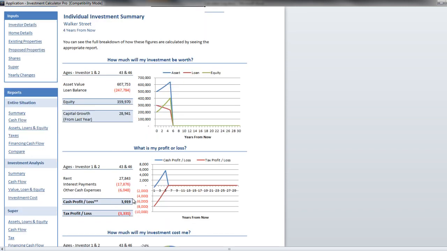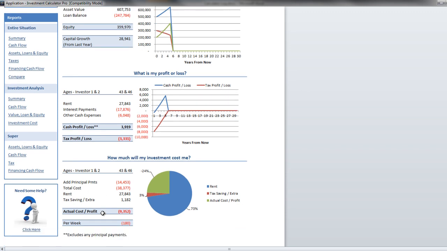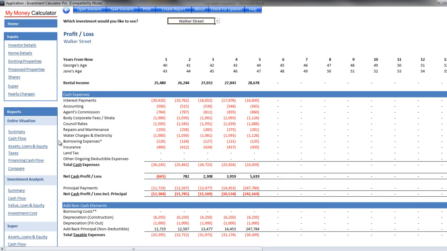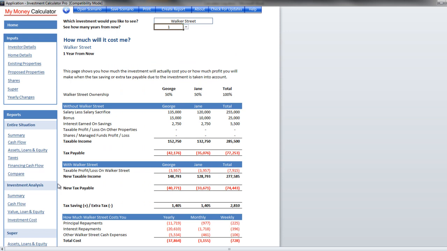We can see the cash profit and loss for the 4th year of around $4,000 profit, and our taxable profit or loss of around a $3,000 loss due to things like depreciation. We can also see that adding in principal payments and taking account of the tax saving, the actual cost is going to be about $9,000 a year. We can see all the calculations behind these figures in the other investment analysis pages, like the cash flow page, the assets and loans page, and the investment costs page. And of course, we can see how this property affects our couple's overall situation in the entire situation section reports.